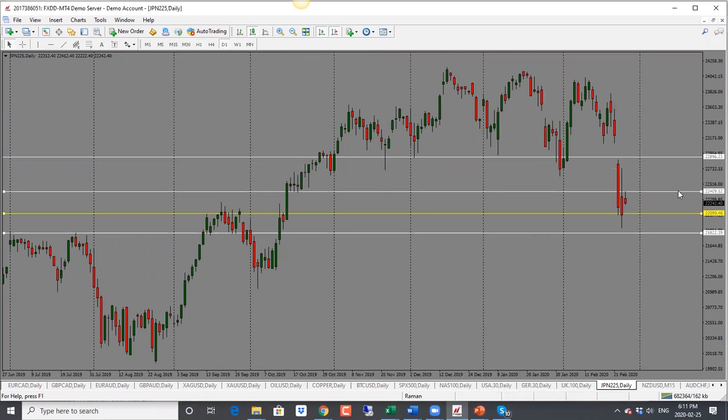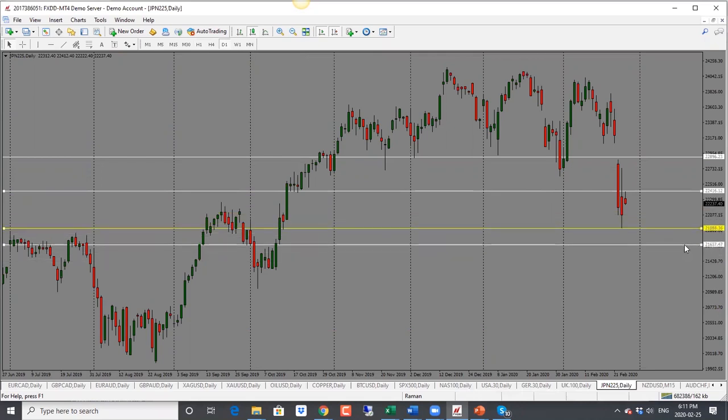All right, so this is Nikkei. Nikkei dropped as well. Now we have seen this pullback. Bias is bearish. So as long as it stays below 22,400, I will look for a further drop here. First target is 21,880, and then second one is 21,650. But like I said, keep an eye on things turning around.